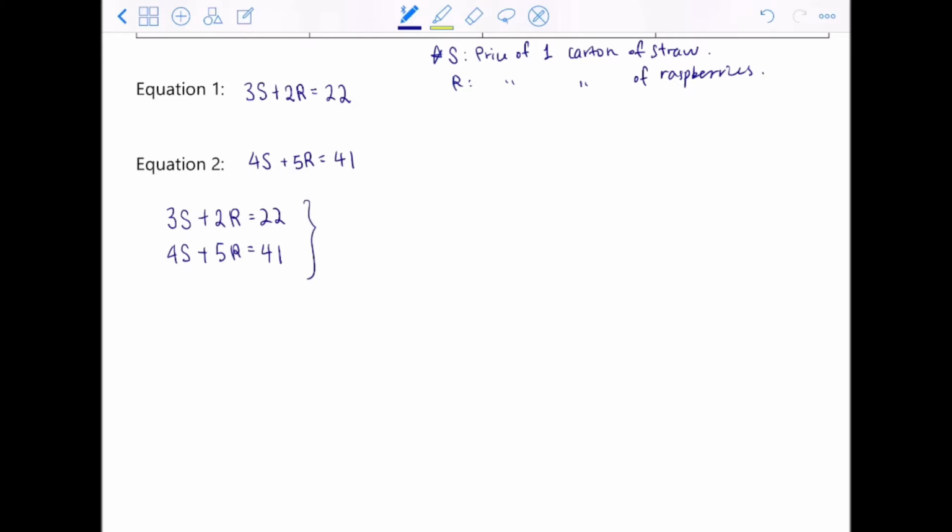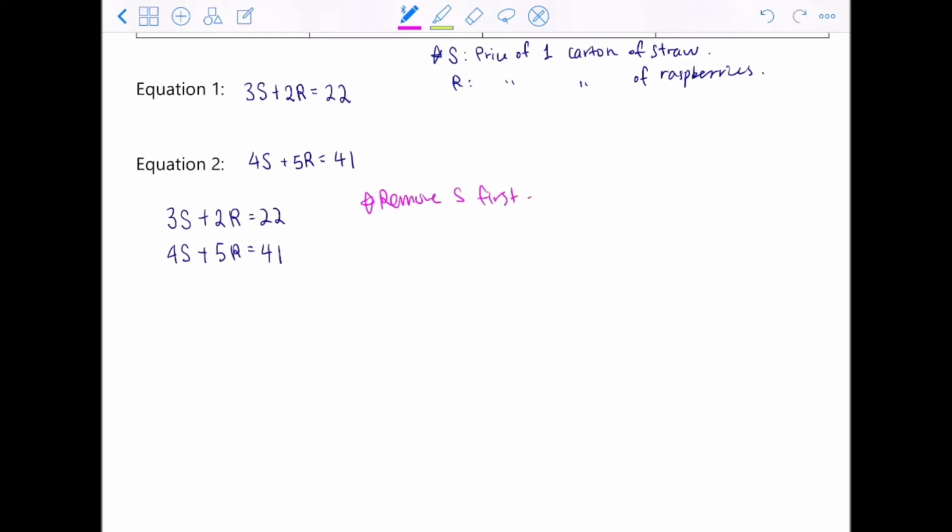So in order for us to remove one variable, we do need to have the same coefficient. Notice that our coefficients in front of S are different. And same with R, 2 and 5, they're not equal, and we don't really care about the constant. So we do have to change one of the equations so it could eliminate one variable. What I'm going to do is try to remove S first.